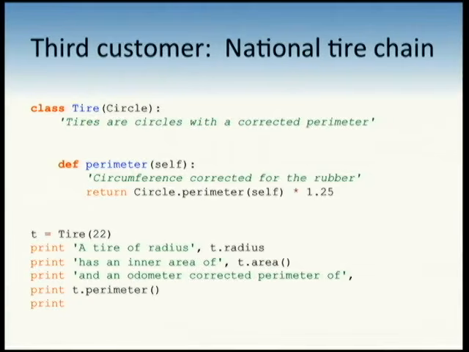Dunder init. Do you see a dunder init here? No, it goes up and borrows the one from the parent method. When they call area, it looks first in tire and then into the circle class as the parent. But when we look at perimeter, it looks first in tire before it looks at the parent, and it finds the perimeter. So this is the perimeter that gets called.